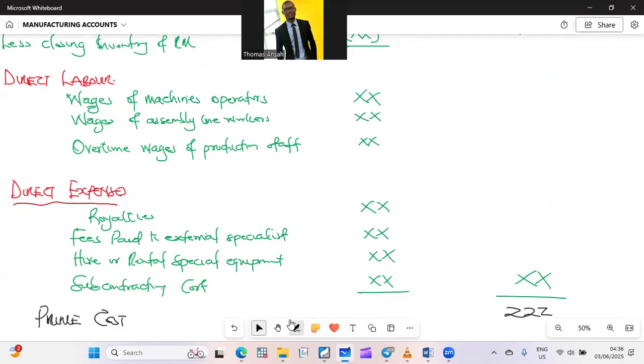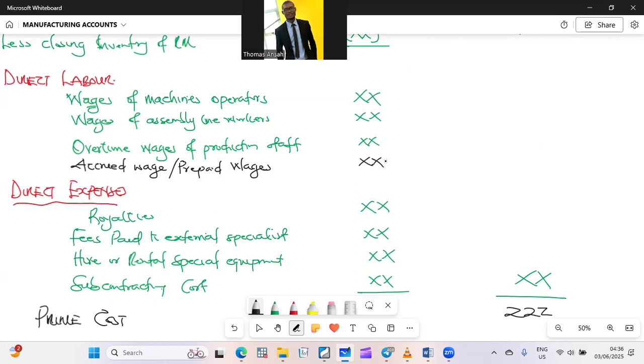So let's say accrued wages or prepaid wages. What will you do to accrue wages? Accrued wages is an additional expense, right? If you have prepaid, it means it's not for this year. So subtract the prepayment and add the accrual. All right. Make sure you do that. So take note of that.